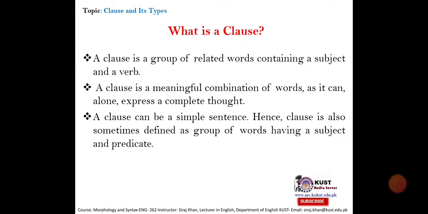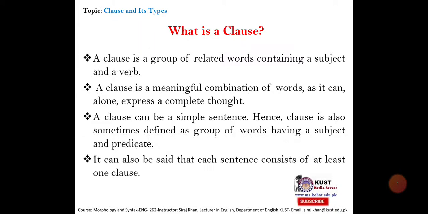and predicate. For example, he laughed, they played cricket, we play chess, they eat mangoes, are clauses, simple clauses having a subject and a predicate. It can also be said that each sentence consists of at least one clause. Here are some of the examples. The patient died. Here we got one clause.